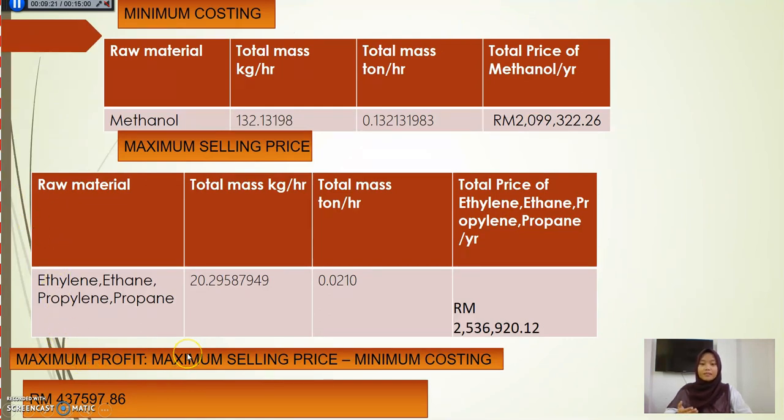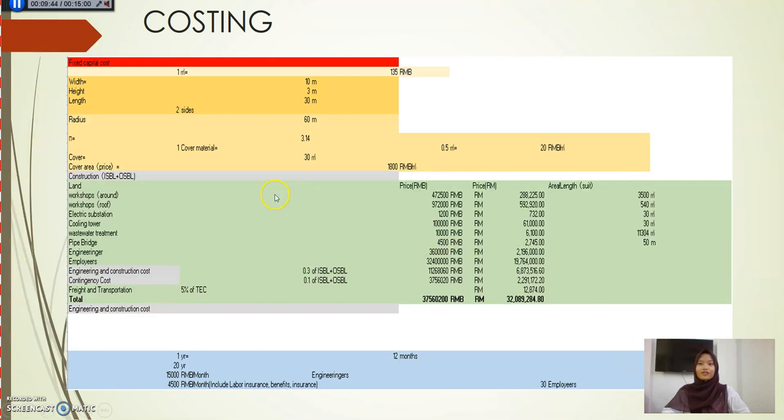So we have to calculate the maximum selling price minus the minimum cost. So the minimum cost is 2,099,323 ringgit. The maximum selling price for all of the product we sell is 2,586,930 ringgit 12 cents. So the maximum selling price minus the minimum cost gives the maximum profit, which is 437,597 ringgit 86 cents.